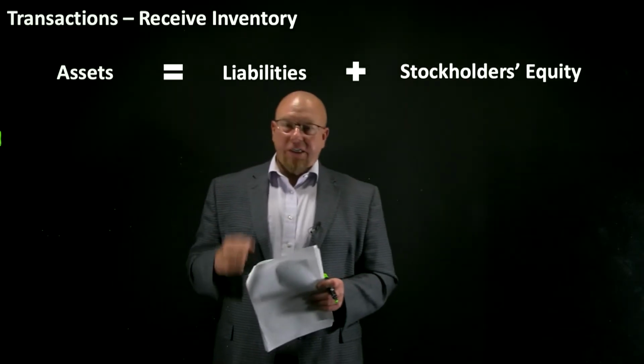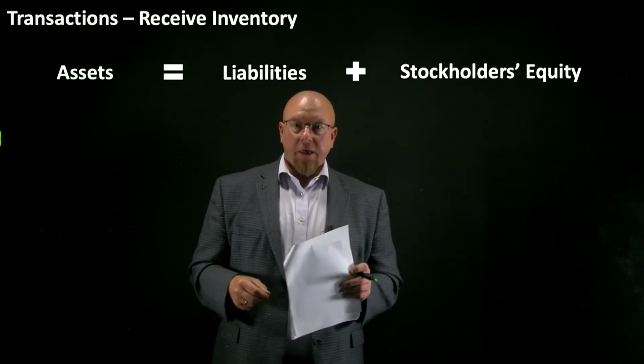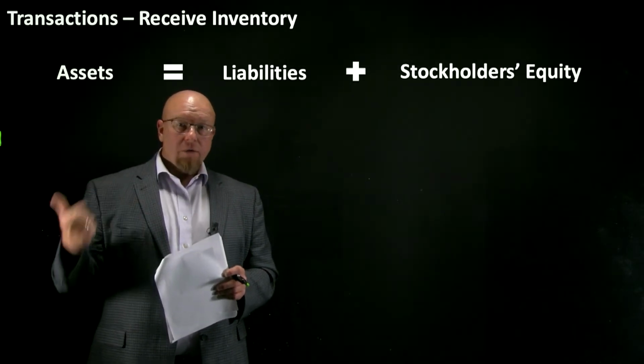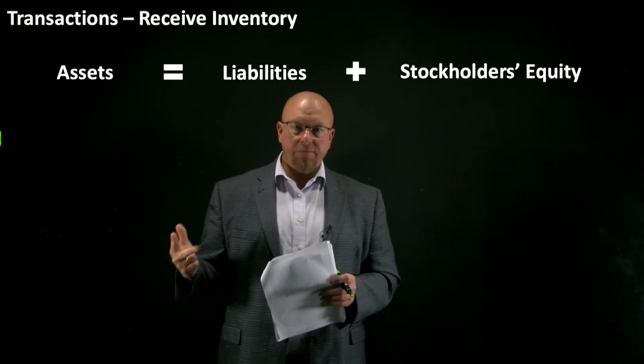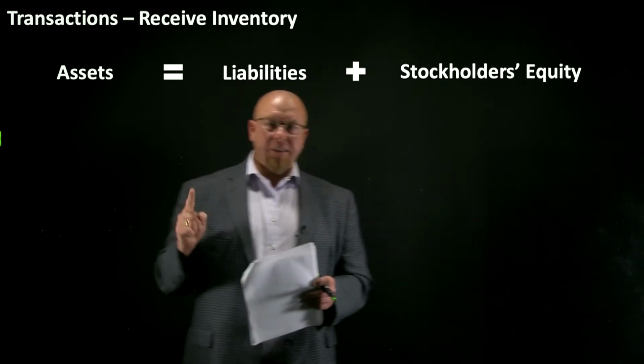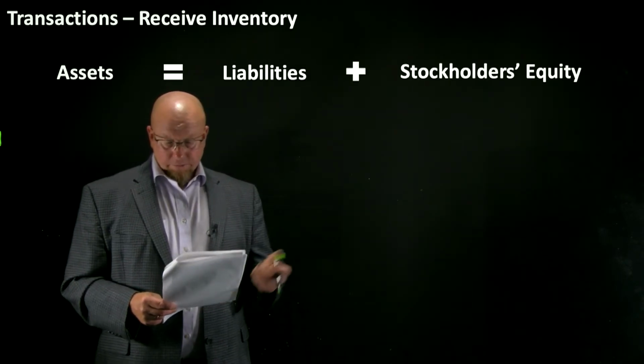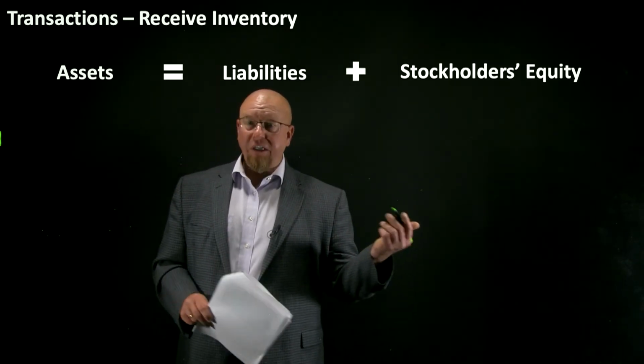One last transaction in this set of examples here. So we have the espresso machine, we've got a computer, we have the furniture. I think we need to start to get some inventory so we can actually sell food and beverages to our customers. So let's receive some inventory.